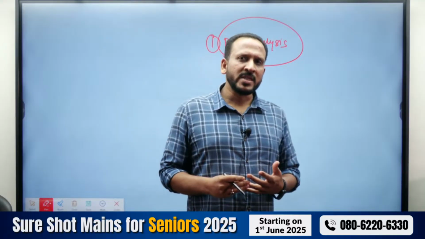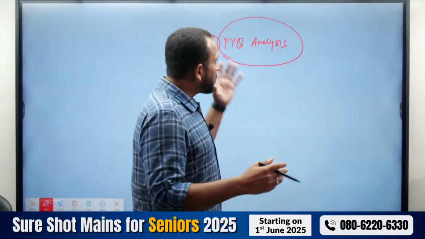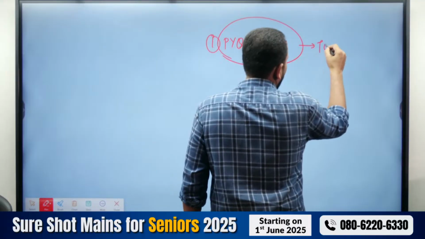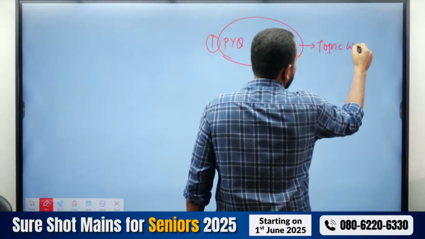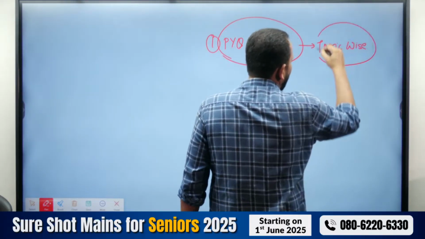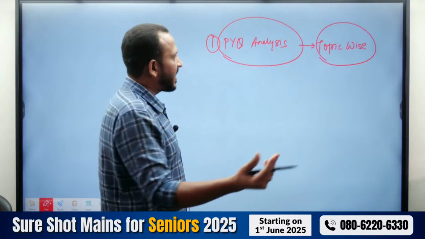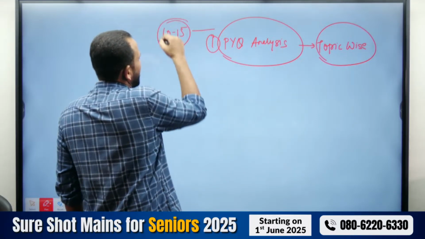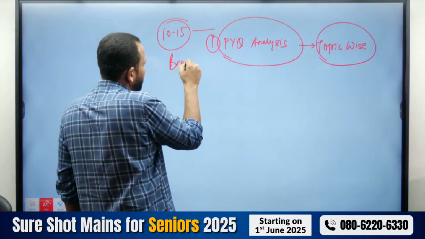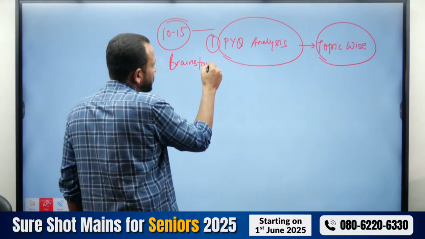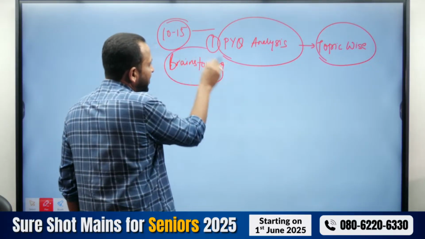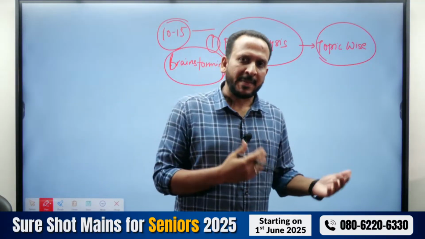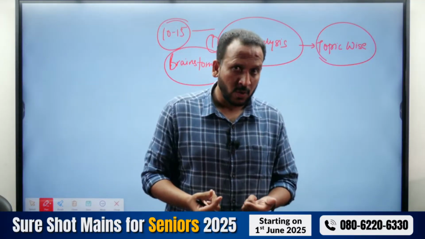What are you supposed to do with the PYQ analysis? When you are analyzing the PYQs topic-wise, at least make a habit of analyzing 10 to 15 PYQs on a daily basis, and you need to brainstorm. What exactly is brainstorming? I will explain. I have picked up questions from GS paper 2, 3 and GS paper 4 also.